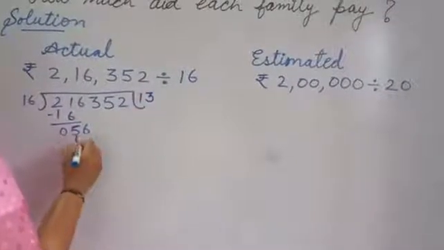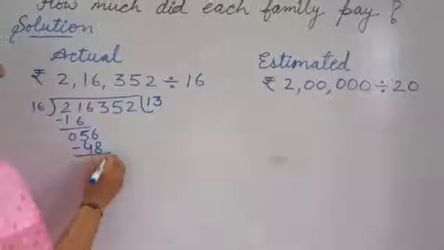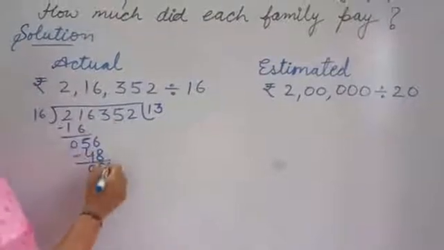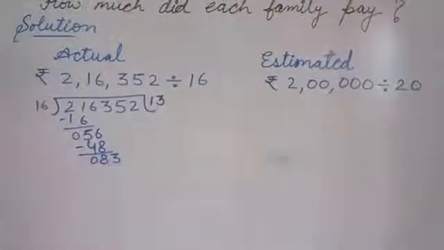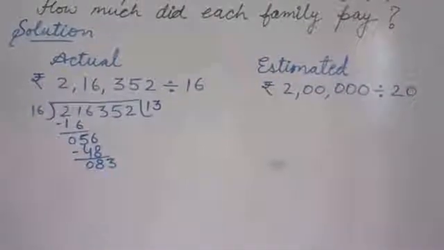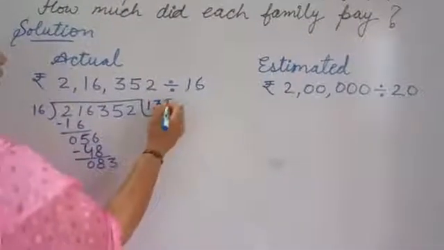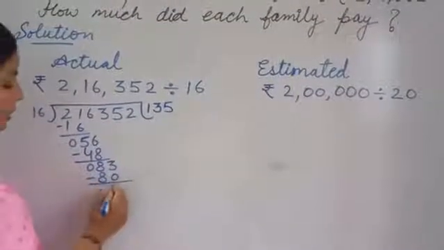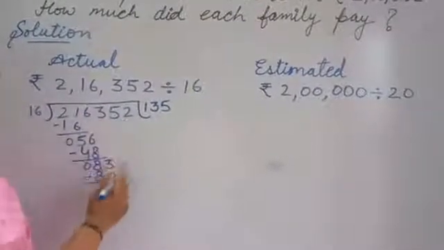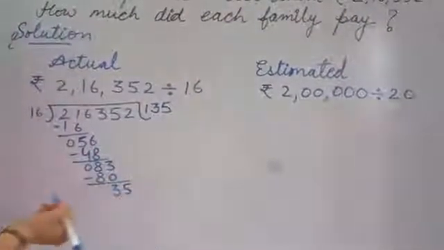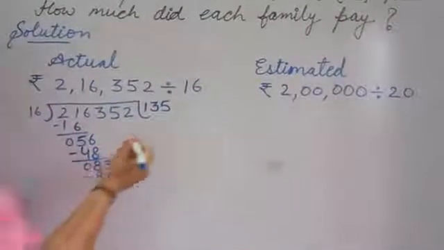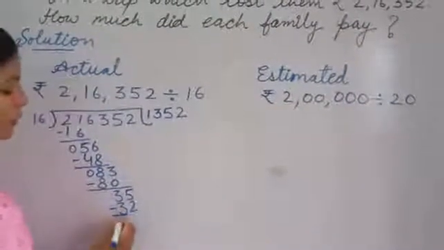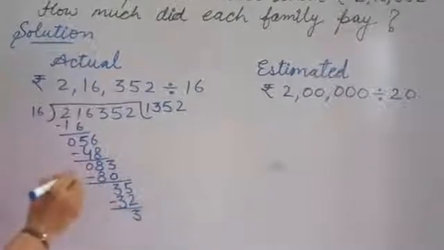16 threes are 48. Now 56 minus 48 is 8. 8 and there is 0. Now we note down 3. Now we recite the 16 table again. 16 fives are 80. So we will take the 5 number. 16 fives are 80. Now there is 3. Now we note down next, next is 5. 16 ones are 16, 16 twos are 32. So we will take the 2 number. There is 32. Now 35 minus 32 is 3. Now we note down next.